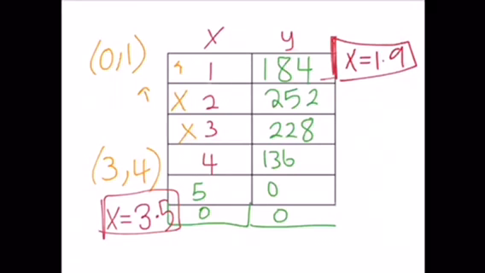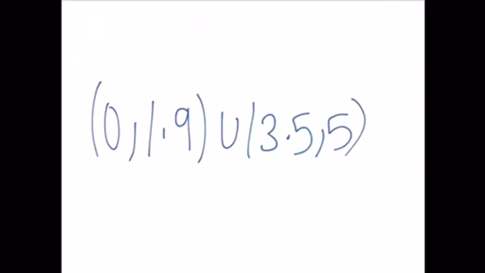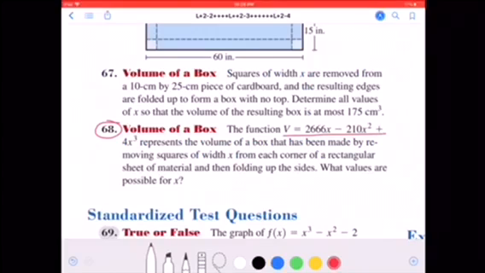We did this to find which parts of the graph are less than or equal to 175. So then we find that 0 to 1.9 union 3.5 to 5 are the values at which the volume is equal to 175 or less.